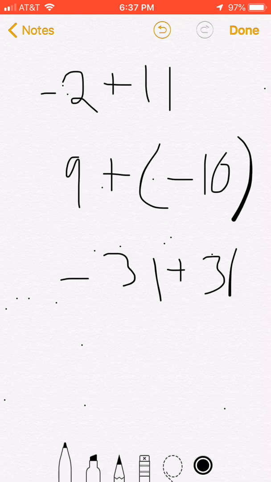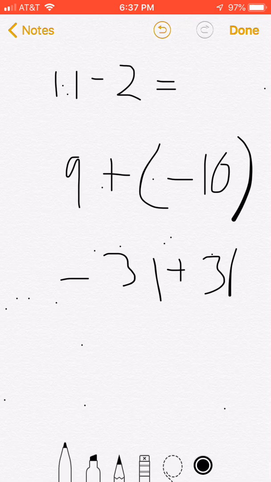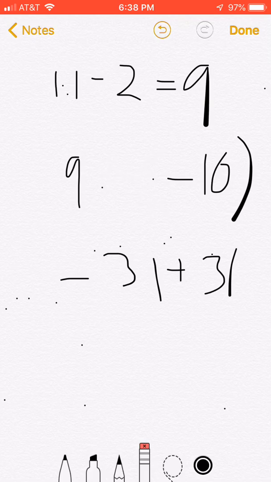All right, and we go on to solving them. Negative 2 plus 11, switcheroo to make it 11 minus 2. And 11 minus 2 is 9. Simple, right? Next, 9 plus negative 10. We can make that 9 minus 10.